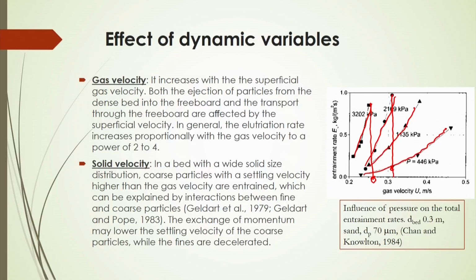As the gas velocity increases for a particular pressure, the entrainment rate will also increase. Very interesting: for a particular gas flow rate, if you decrease the gas velocity, there will be a decrease in entrainment rate. These results have been shown by Chan and Knowlton, 1984, for a particle size of 70 micrometer and a bed diameter of 30 centimeter.